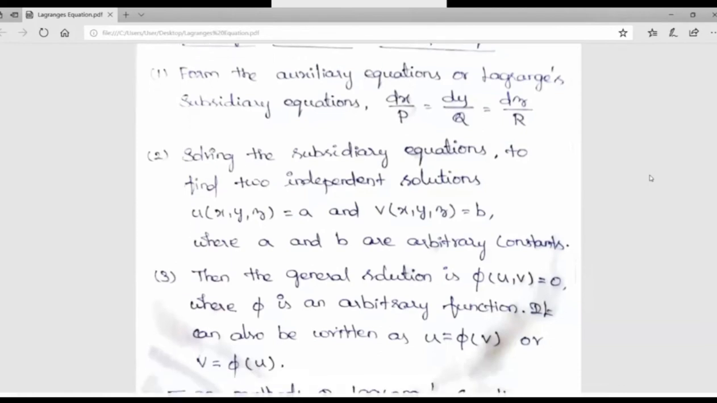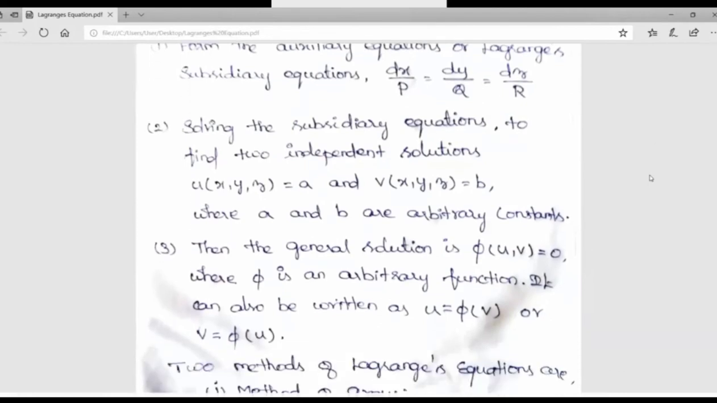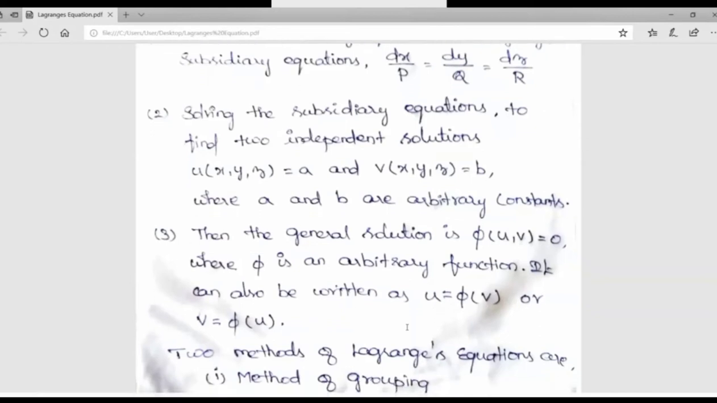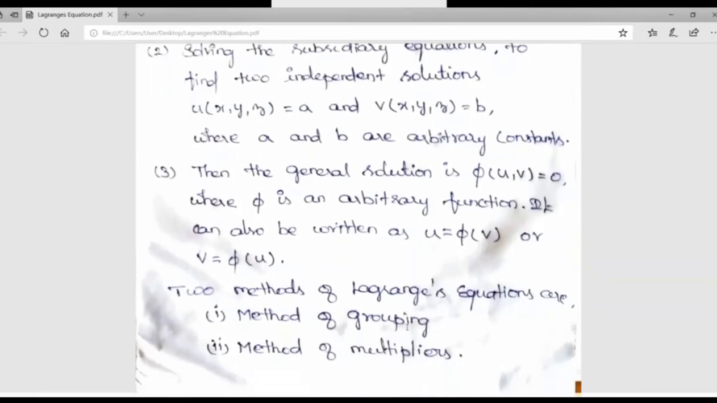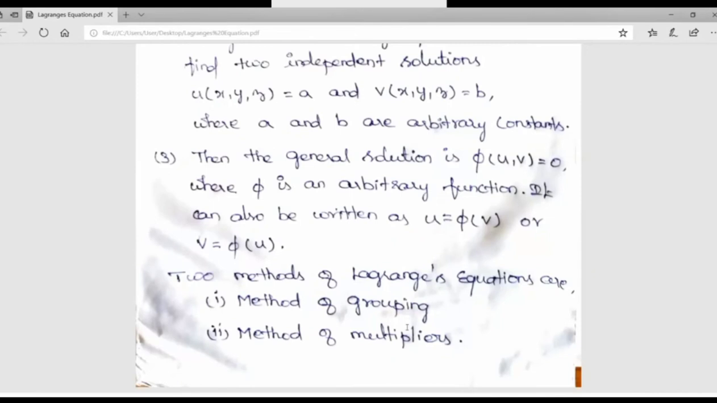And when you solve this auxiliary equation, you will get two independent solutions, that is u and v. We can say u of x, y equal to a, and v of x, y equal to b, where a and b are arbitrary constants. And then the general solution is phi of u comma v equal to 0, where phi is an arbitrary function. It can also be written in the form u equal to phi of v or v equal to phi of u. All these are the basic steps.